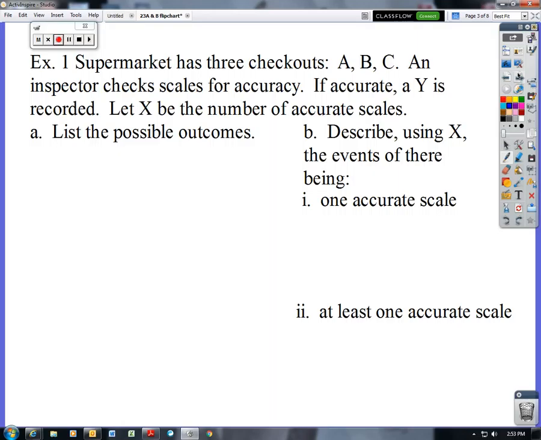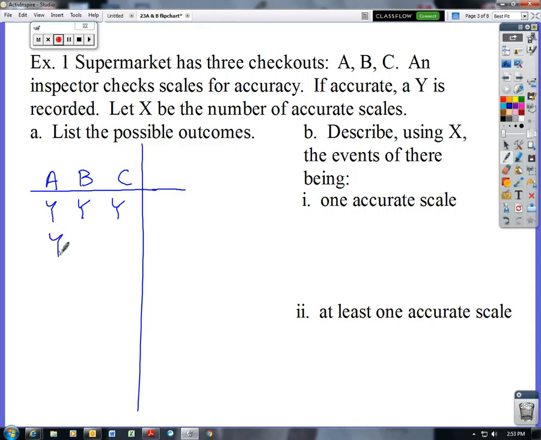So first of all, a good way to organize this could be A, B, and C are your 3 checkouts. And then down here you're going to make the possibilities. So they could all be good. Let's do this. I'm just going to randomly go through. It could be yes, yes, yes. Yes, yes, no. It could be yes, no, yes.